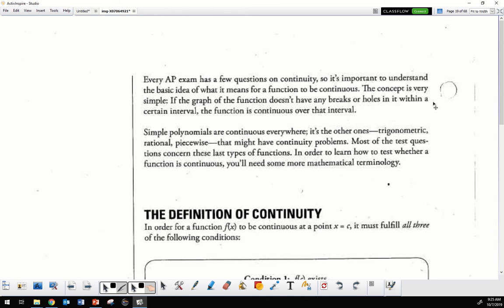I just had my pen. Did I put my pen back? Probably not. I never put it back. There it is.